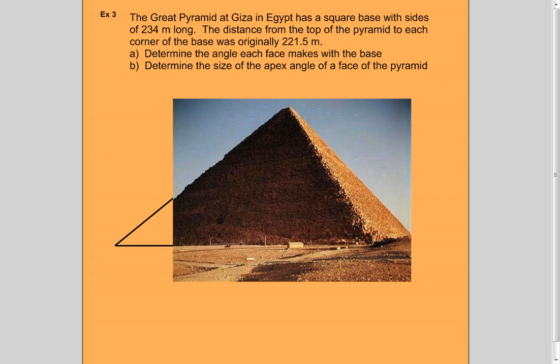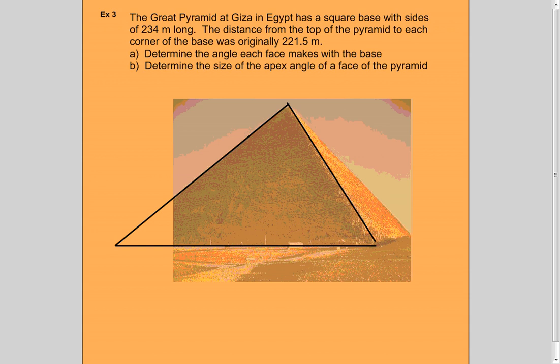Okay, the Great Pyramid at Giza in Egypt has a square base with sides of 234 meters long. The distance from the top of the pyramid to each corner of the base was originally 221.5 meters. We want to determine the angle each face makes with the base and the size of the apex angle. Although this pyramid is three-dimensional, we're not talking about a three-dimensional trig problem. We're just looking at one face. So we can use our two-dimensional trig thinking on it.